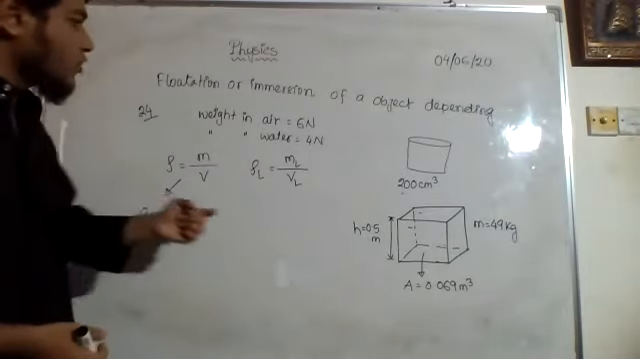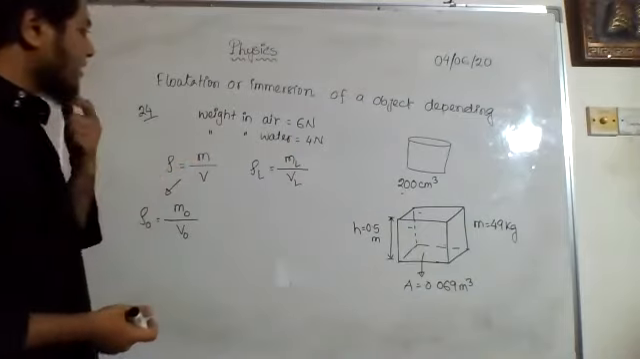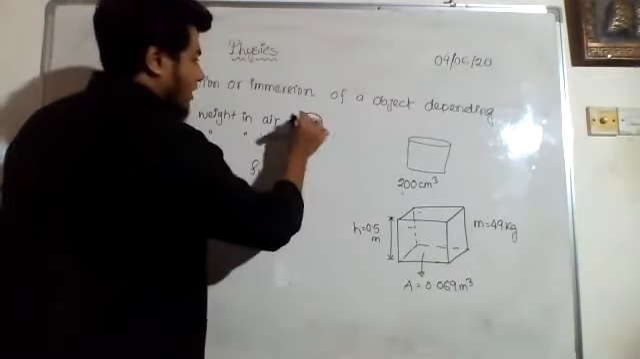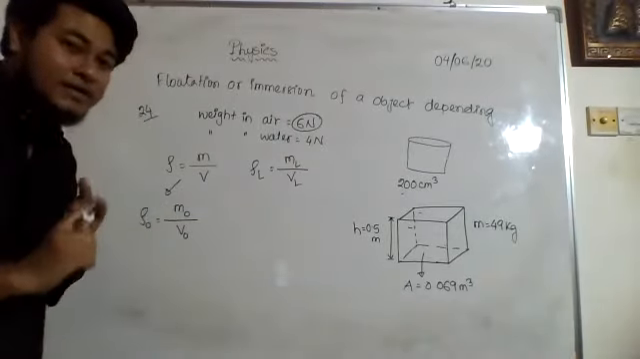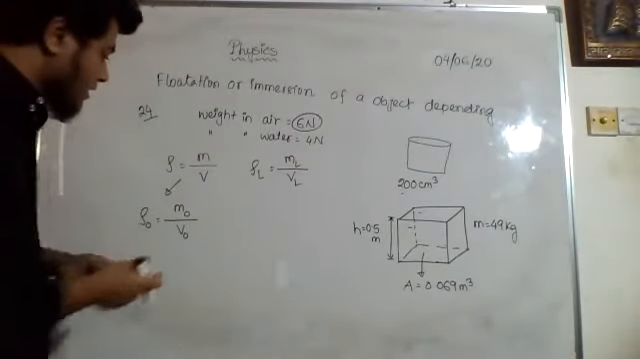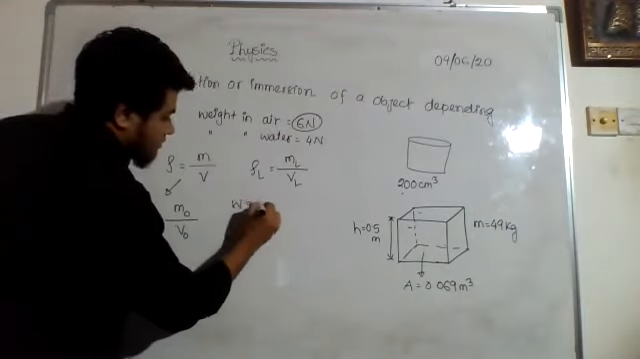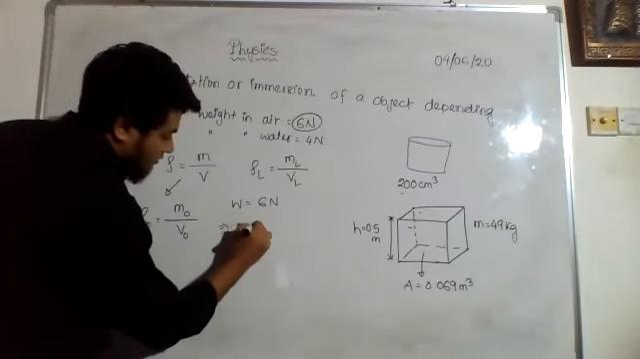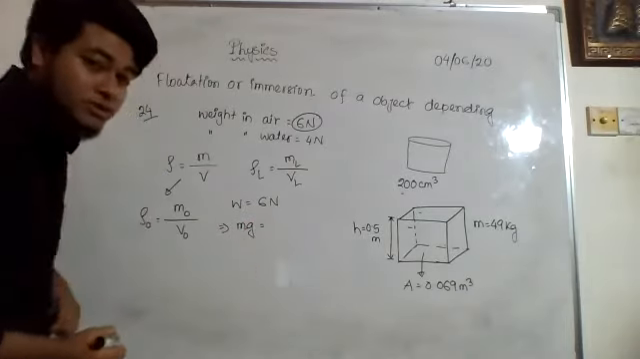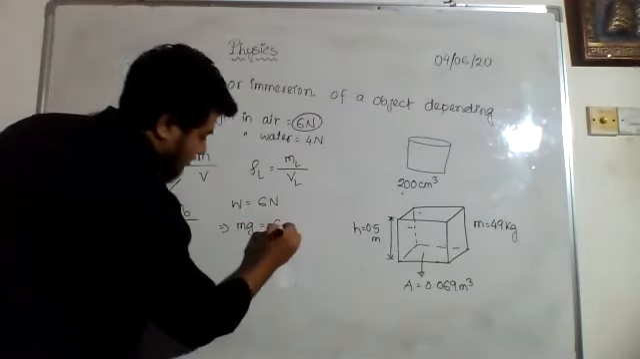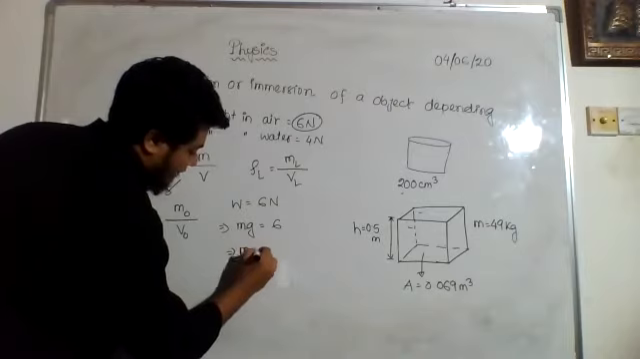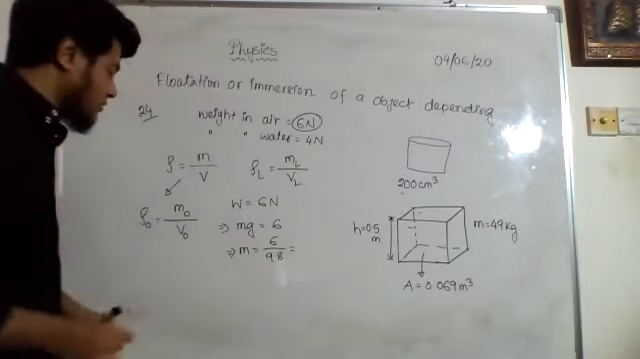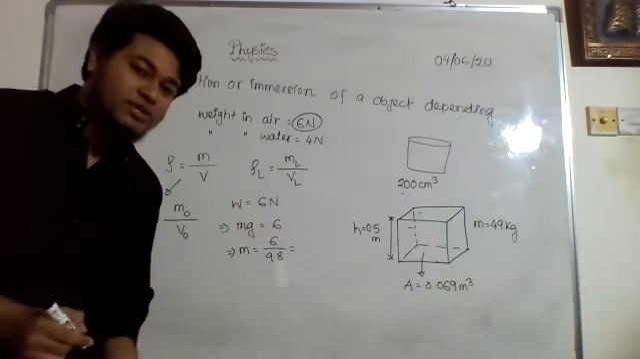What is the mass of the object? Is the mass of the object given? No, but weight is given, right? Now from weight, I can actually find out the mass. How? Let us see. W is equal to 6 Newton, right? Now W we can write as mg. W is equal to mg, we know this. So this is equal to 6. Now m is equal to 6 divided by 9.8. So 6 divided by 9.8, what is the value? Can you tell me?